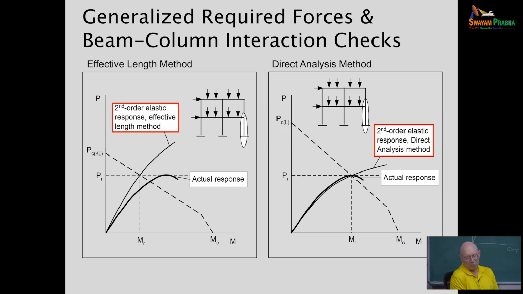Then what are the differences? Well, in the effective length method, we get a second order elastic response that's based on the nominally elastic structure. If it's a gravity load only combination, we have a notional load, but otherwise it's nominally elastic with perfect geometry. The actual response, of course, is one where the frame, like the one we just looked at, had initial out-of-plumbness and had inelastic effects, the stiffness reduction effects.